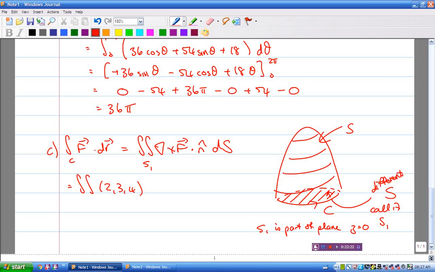So for our plane, z equals 0, we want its normal to be pointing up. So 0, 0, 1. I'll draw that onto the picture. S1's normal is like this. S1's normal needs to borrow that same orientation. Okay, so I can turn this dS into dA, and the conversion factor will just be 1.